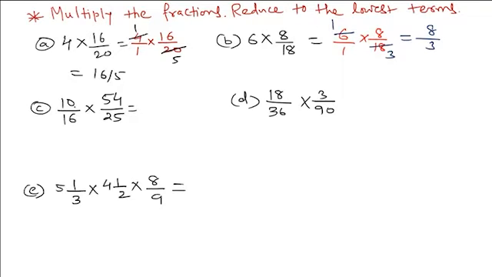Again we will write it. Look here. 54 by 25, 10 by 16. So how will we write it? First we will write 10 by 16 multiplied by 54 by 25.